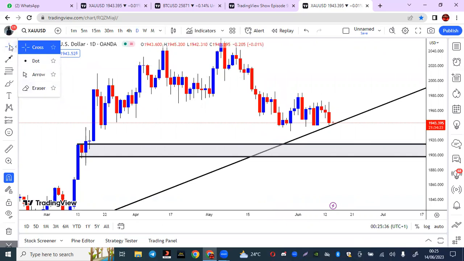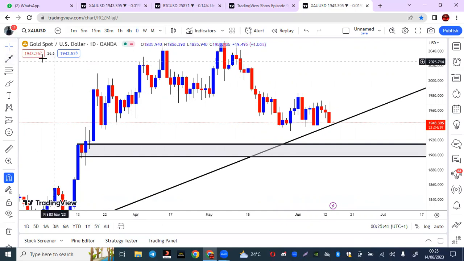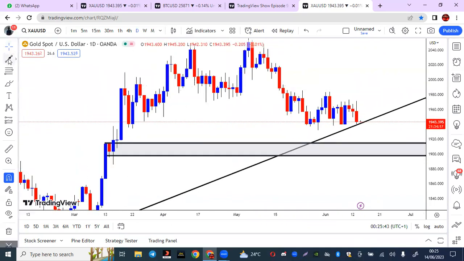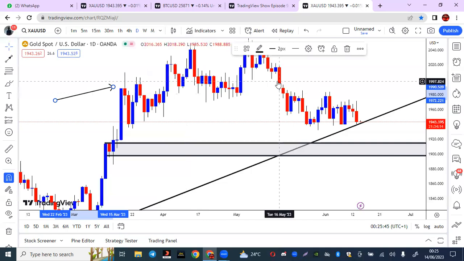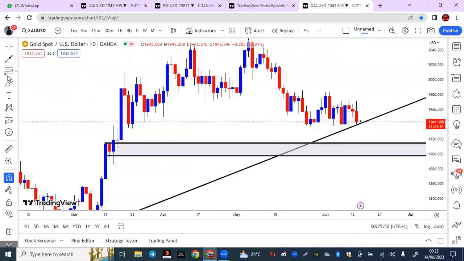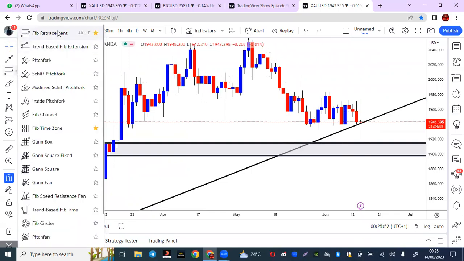I don't use all these ones really, so I just focus on the main things that you need. This arrow, I just use it to point at something. Maybe you want to put some annotations on your chart. This is the fib retracement.